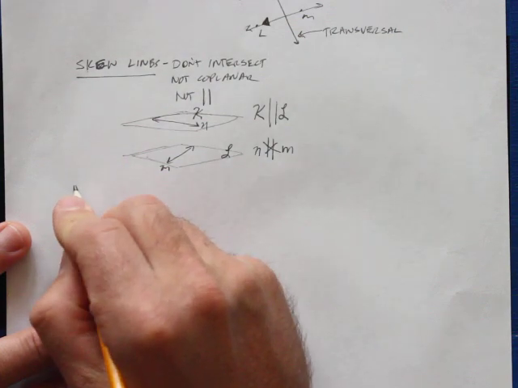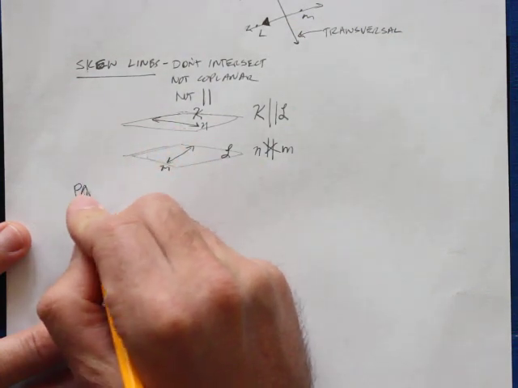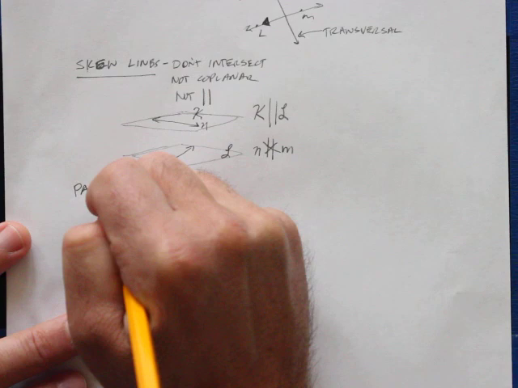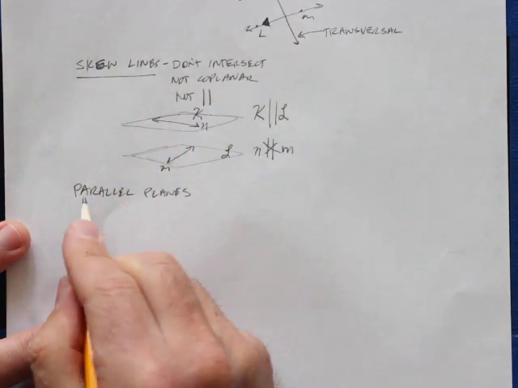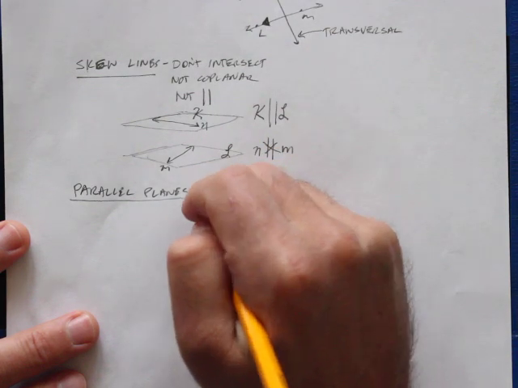Now, we also have parallel planes. That's what we're looking at right here. So let's just write this definition here too. Parallel planes. These are planes that do not intersect.